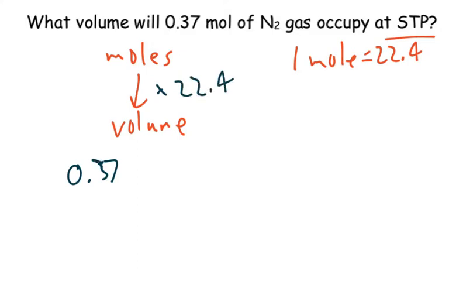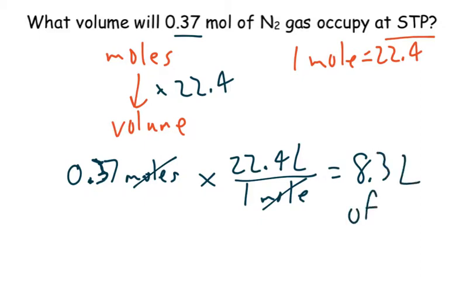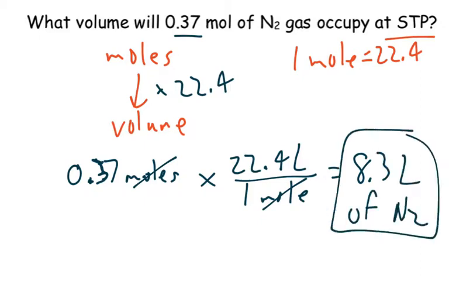So if you have 0.37 moles, and here's the conversion factor, there's 22.4 liters for every 1 mole. Essentially what you're doing is just multiplying by 22.4. So 0.37 times 22.4, rounded to 2 significant digits, will give us 8.3, and the units will be liters of nitrogen gas. And that's it. That's how you go from moles to volume.